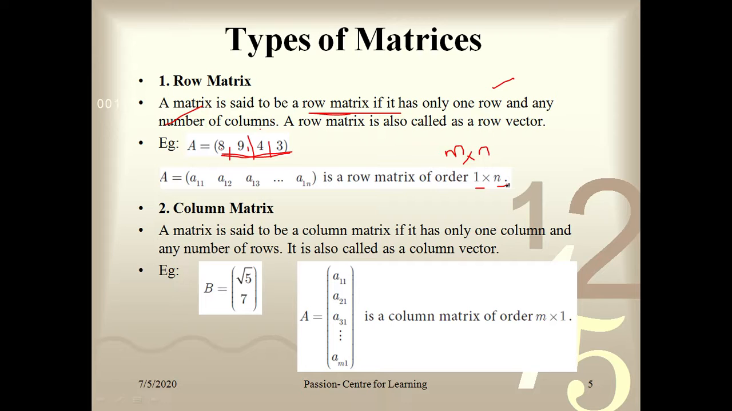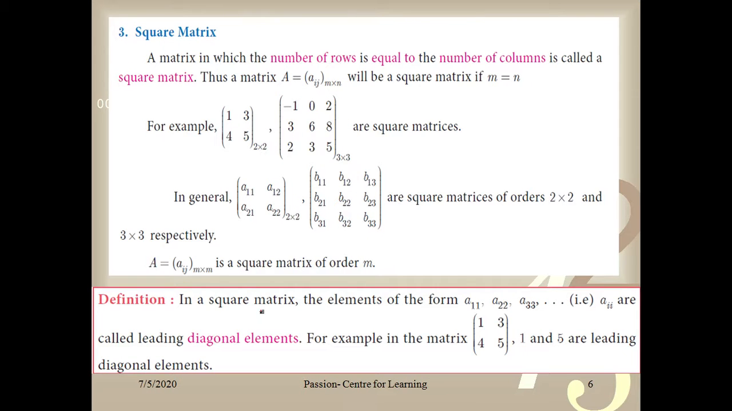The same way, the reciprocal, the opposite of row, is the column matrix. So we'll have only one column and any number of rows, which means m cross 1. You can see here only one column, and you can have any number of rows. This is called a column matrix, or also a column vector.